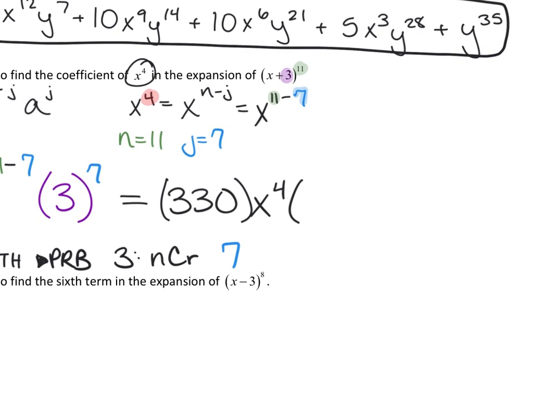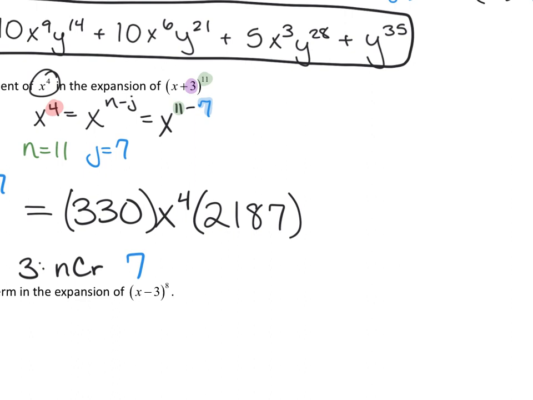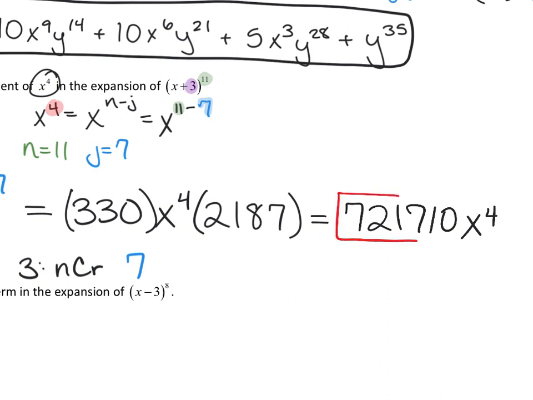Ooh, what is 3 to the 7th power, please? It's a big number. I didn't know it off the top. 2,187. Now to get the final coefficient of x to the 4th in this expression, I just need to multiply those two numbers together. So 330 times 2,187 is 721,710 times x to the 4th. But I just want the coefficient, so I just want this.